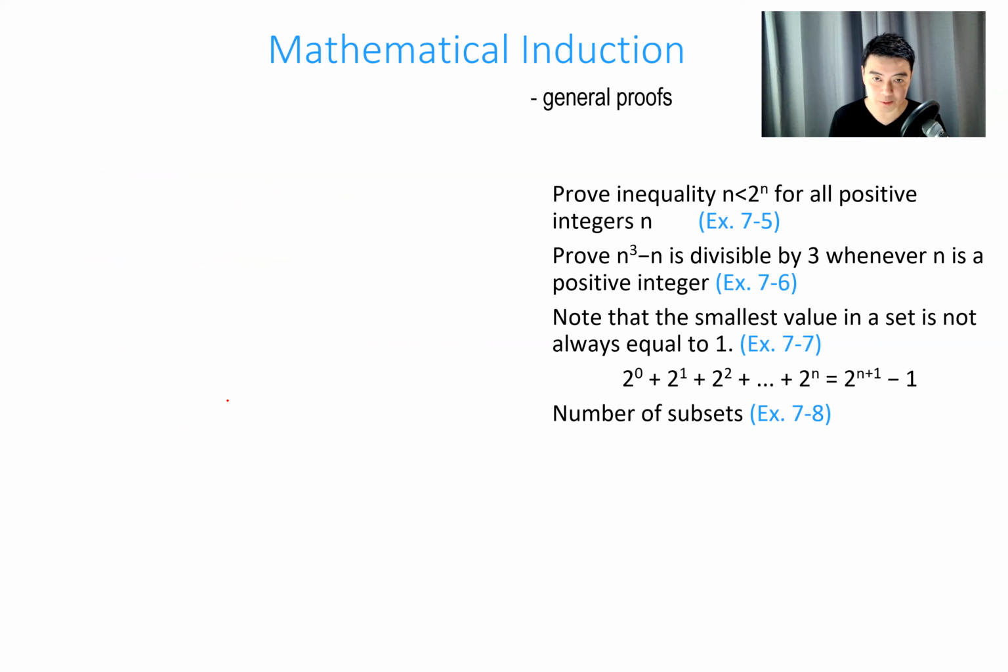So in the second example, I want to prove that n cubed minus n is divisible by 3 whenever n is a positive integer. Okay, so again, we're dealing with positive integers here. So again, you can probably guess what the universe is in this case. So I'm going to prove that n cubed minus n is divisible by 3.